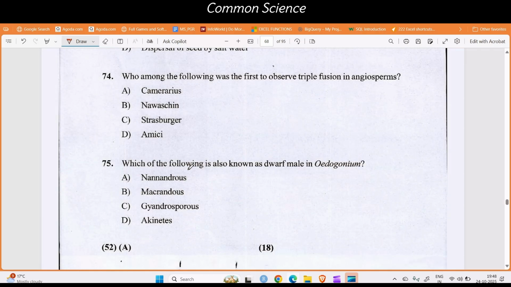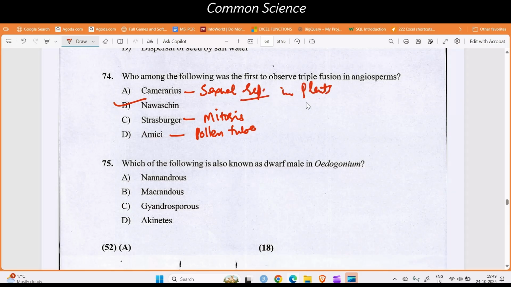Question number 74. Who among the following was the first to observe triple fusion in angiosperms? It was Nawaschin, who gave this double fertilization concept. Strasburger gave us the concept of mitosis, or he discovered mitosis. Camerarius gave us sexual reproduction in plants. He discovered sexual reproduction in plants.